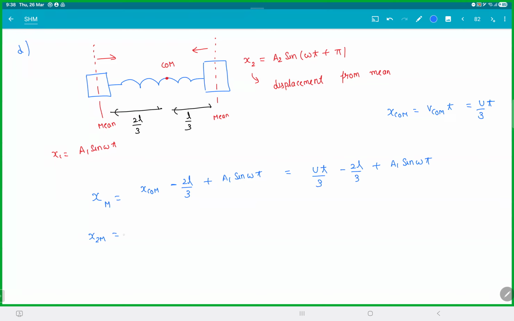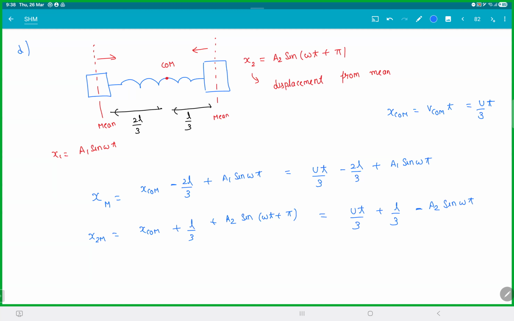Similarly, the x coordinate of this block, again, x center of mass plus L by 3, you're L by 3 ahead of center of mass, plus A2 sine(omega t plus pi). So this is ut by 3 plus L by 3 minus A2 sine omega t. That's how you get the coordinates.